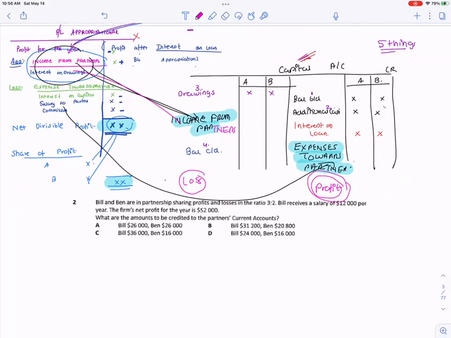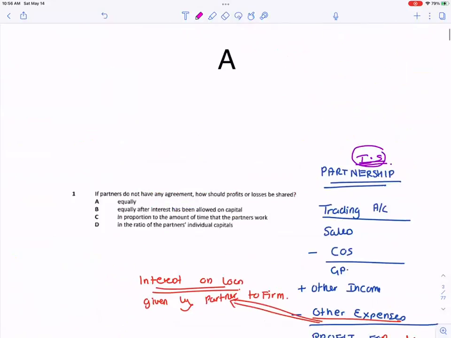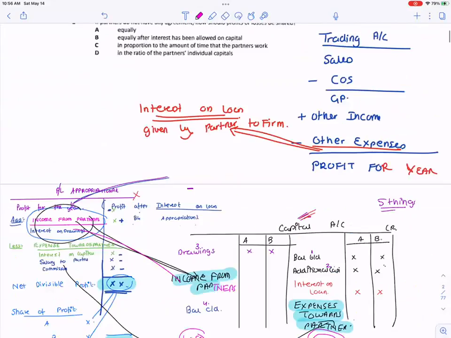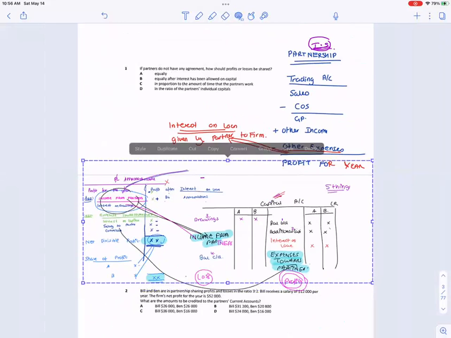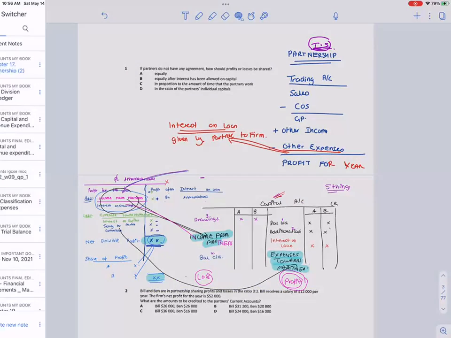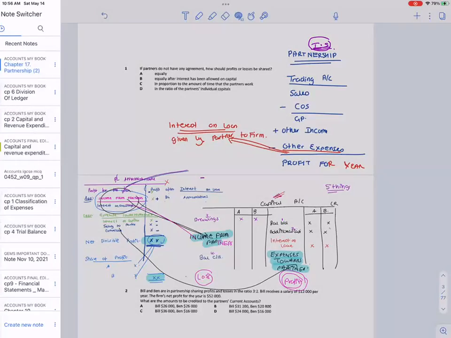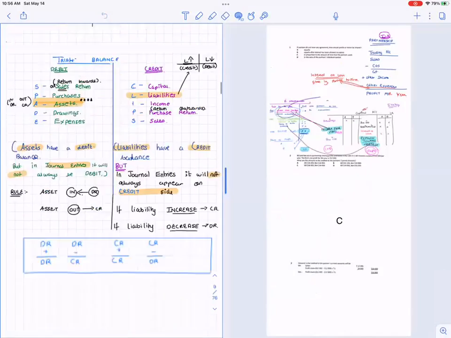Okay, now we will start. Is this format very clear? Yes. Now we will start with the MCQs. Jonathan, I hope this format is very clear with you. Yes, ma'am. Okay, fine.